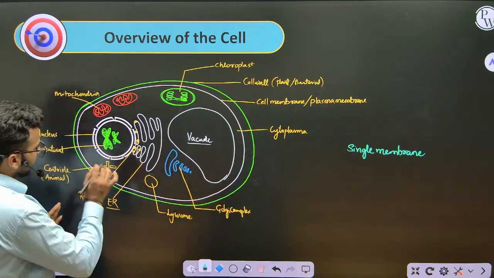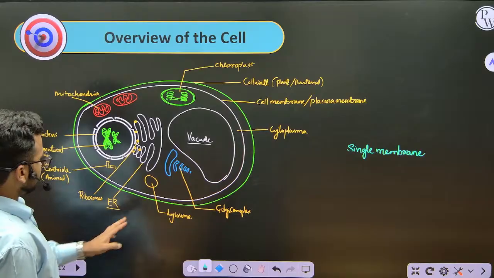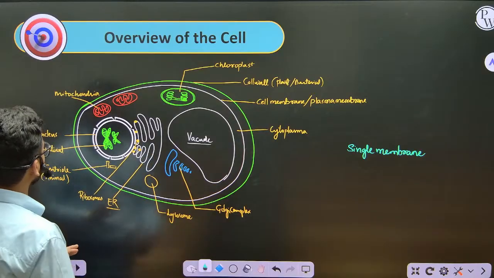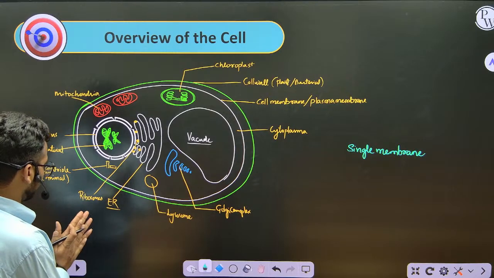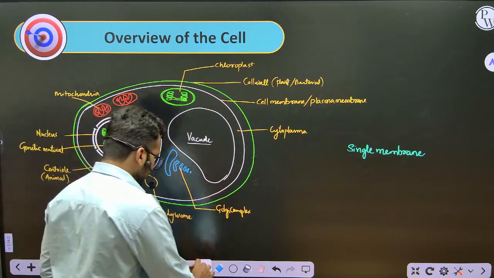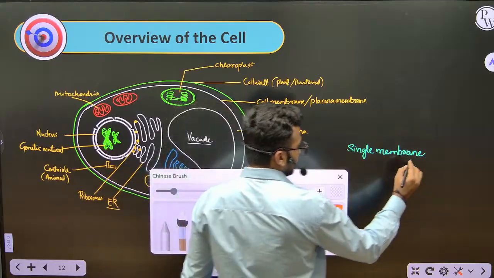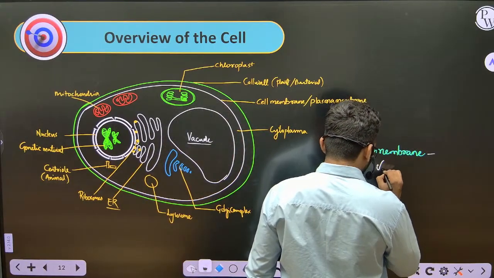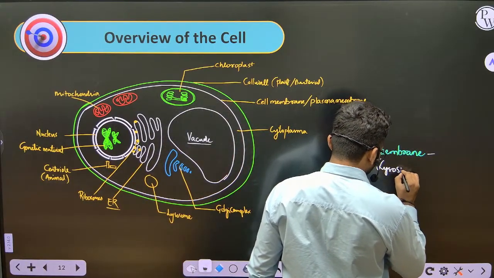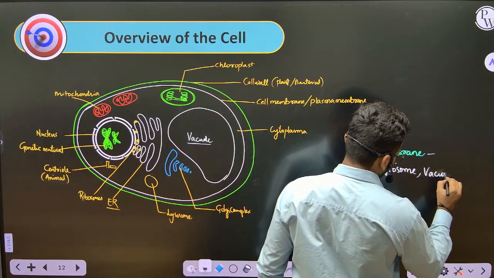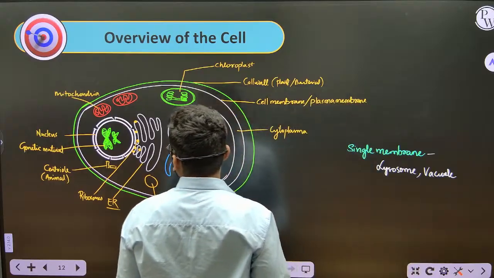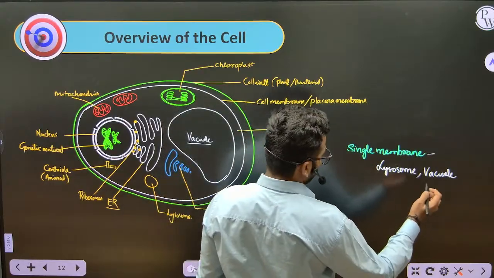So for single membrane, you can take the example of vacuole. Only one membrane will be there. And what are the other organelles here? Lysosome is there. That is a single membrane organelle. So these are lysosome, vacuole. So these are single membrane organelles.